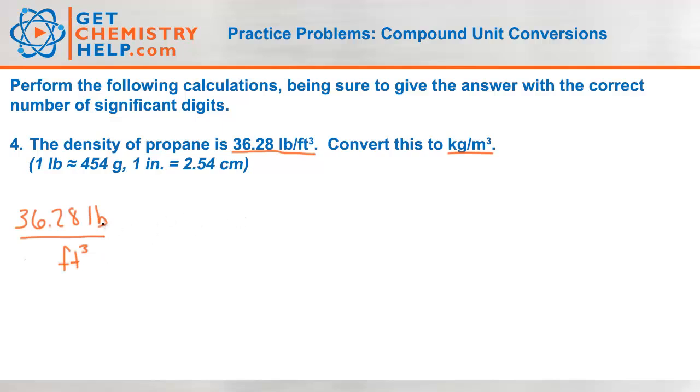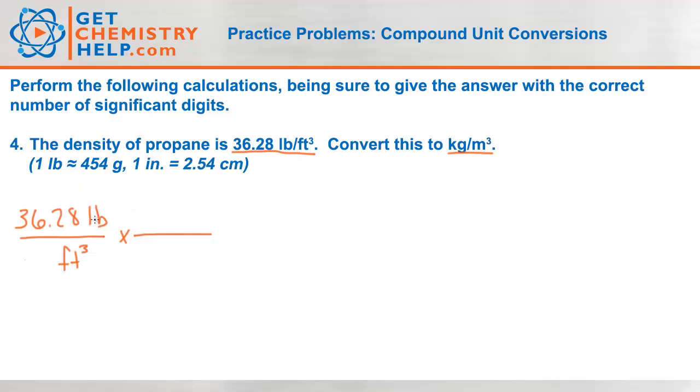Okay, once again, the top pounds has to go to the top kilograms, and the bottom feet cubed will have to go to meters cubed. So again, the unit order doesn't matter, so we can do pounds first or feet cubed first. Let's just do pounds again. So pounds to kilograms. Well, I don't know a direct conversion from pounds to kilograms, but I do see pounds to grams. So we can do that one first.